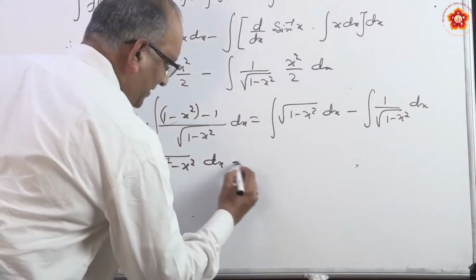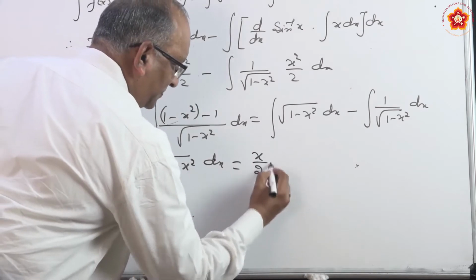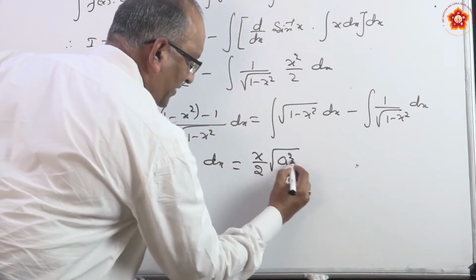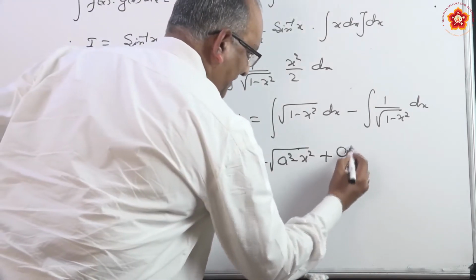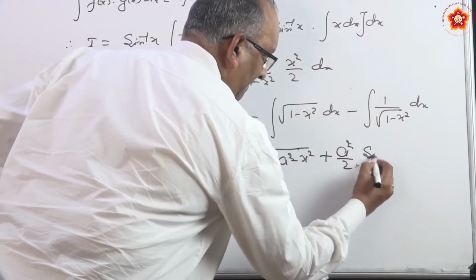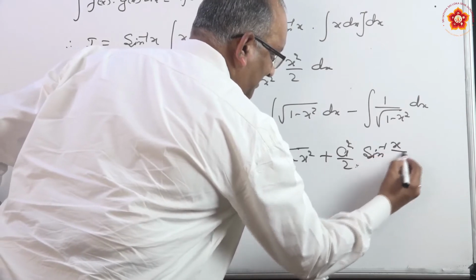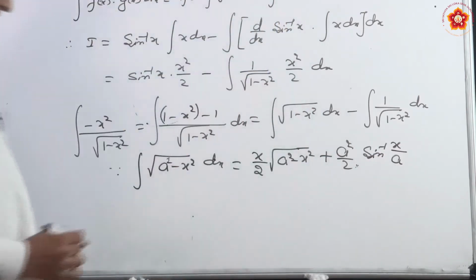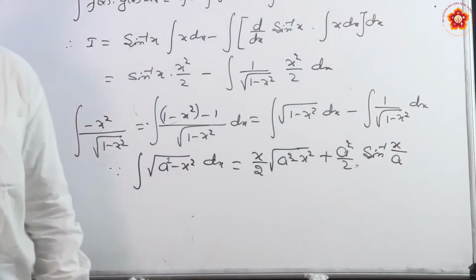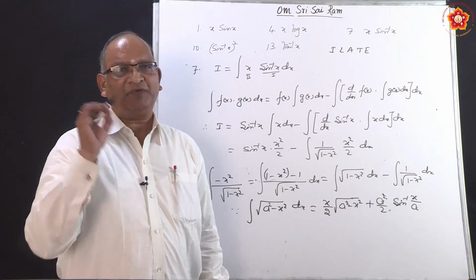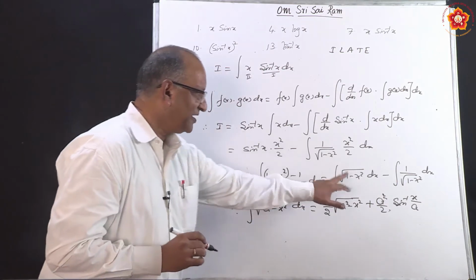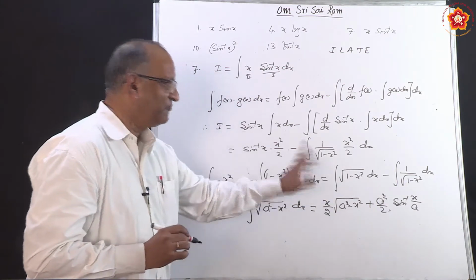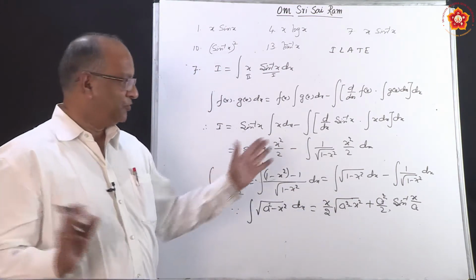is given by x by 2 under root of a square minus x square plus a square by 2 sin inverse x by a. This is the formula which we are going to derive in the next session. Right now we are not deriving it. Use this formula. Compare this with our function. In place of a you have got 1. So replace it. You have the integral.